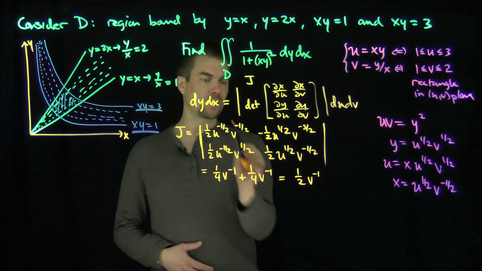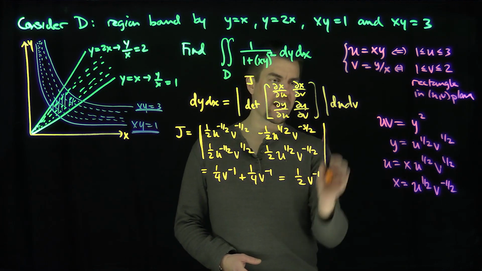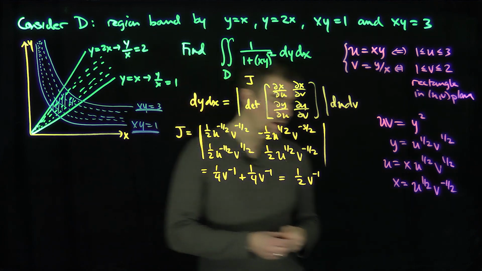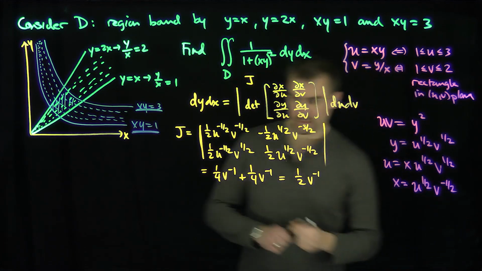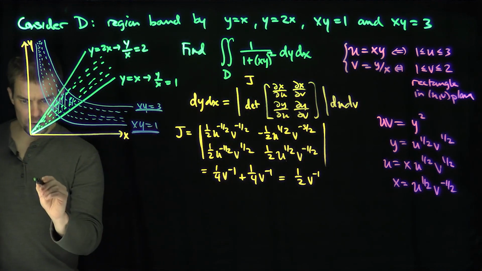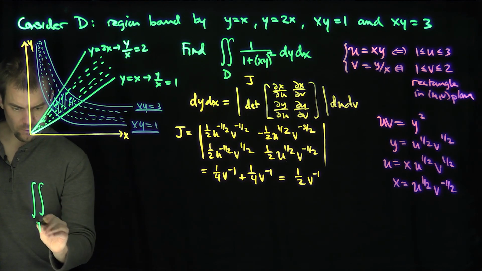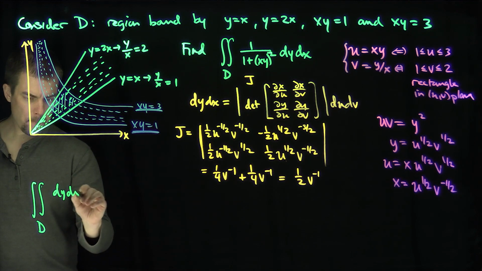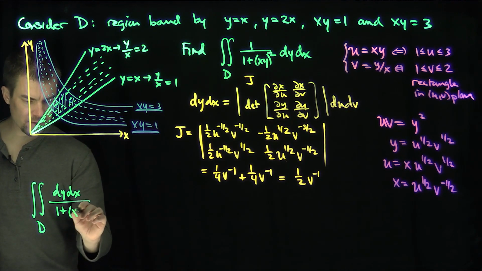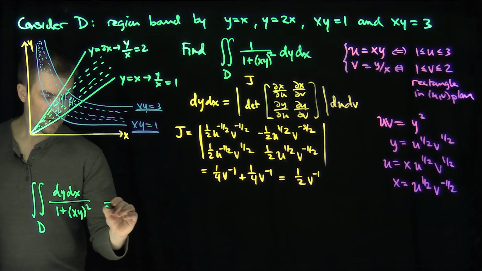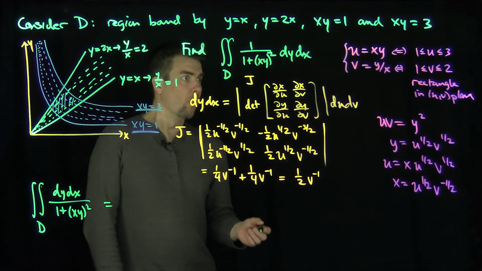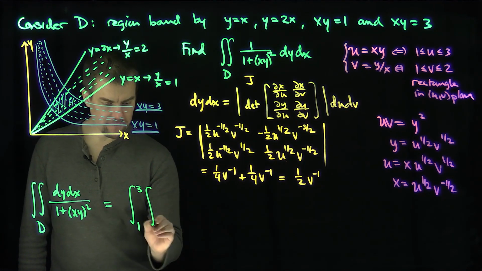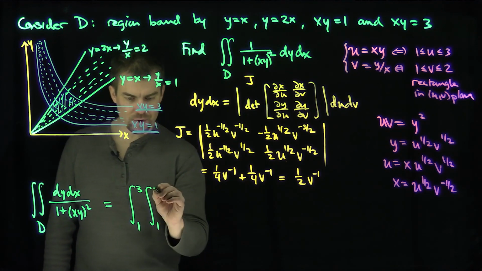So in other words, dx dy is what? dx dy is 1/2 v to the negative 1 du dv. So now I can change our limits of integration and find the integral. So now the double integral over D of dy dx over 1 plus xy squared is going to be the integral. What is my u going to go between? My u is going to go between 1 and 3. My v is going to go between 1 and 2.